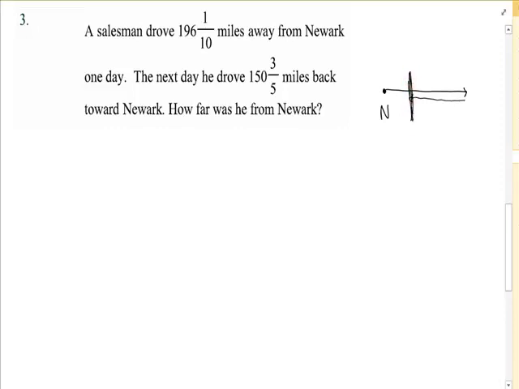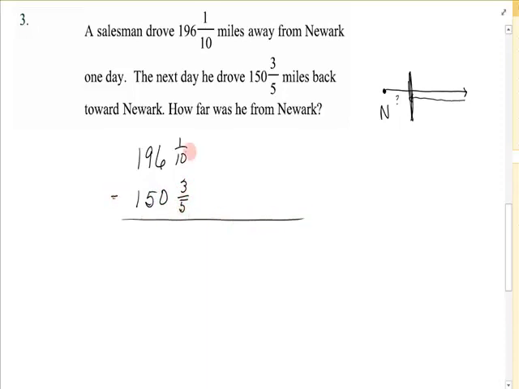So what it wants to know is, how far does he have left to go? How far is he from Newark? Another way of saying that is, what's the leftover? What's the difference? When you read that, it should trigger that you need to subtract. So I have 196 and 1/10, and I want to subtract 150 and 3/5.